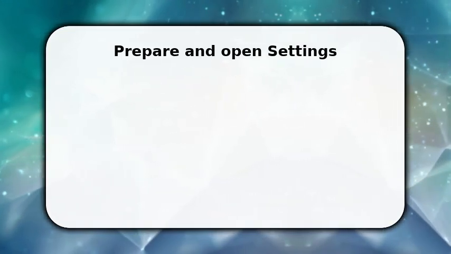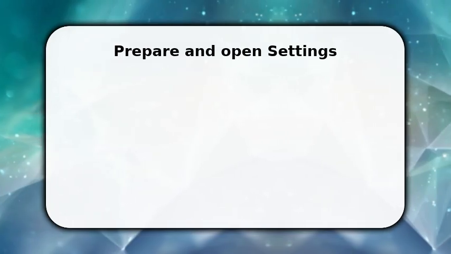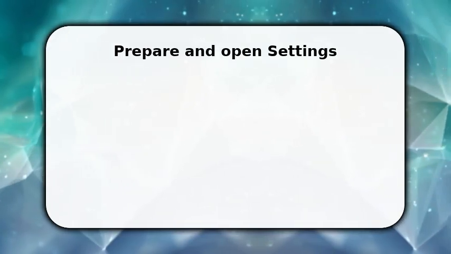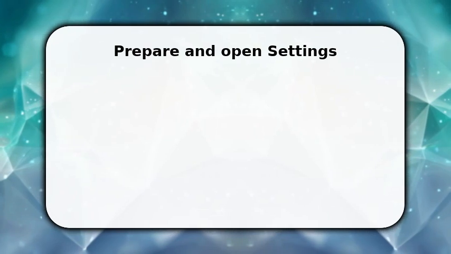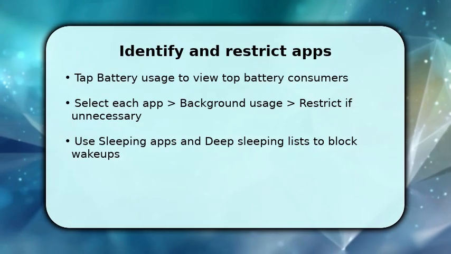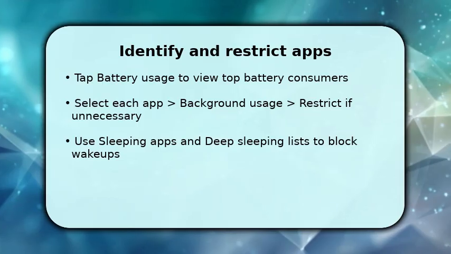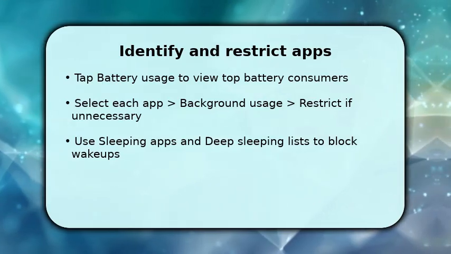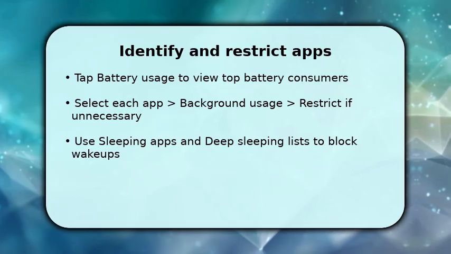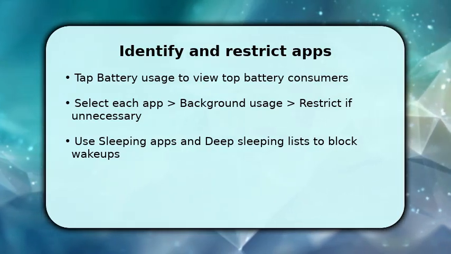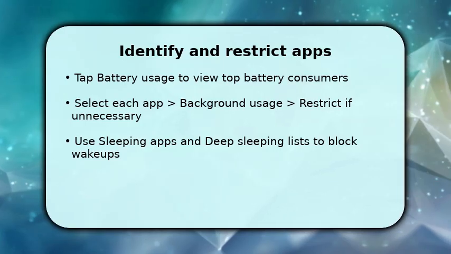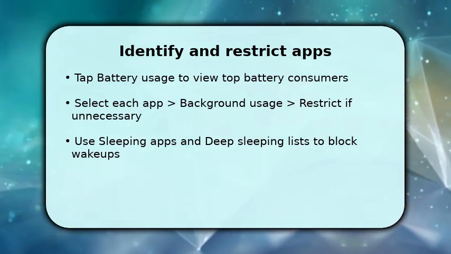You'll act on app-level settings next, so make sure to keep this screen visible while we identify offenders and adjust their background permissions. You now identify apps that drain battery in the background by tapping battery usage and expanding the list of top consumers. For each app, tap it, open background usage, and set restrict when it doesn't need to run all the time. Do this for social apps and games that rarely need push.